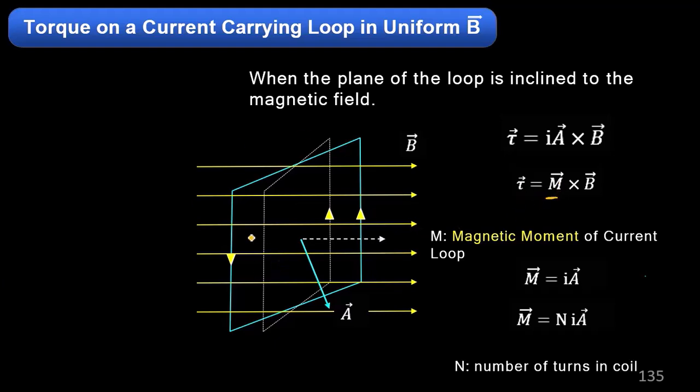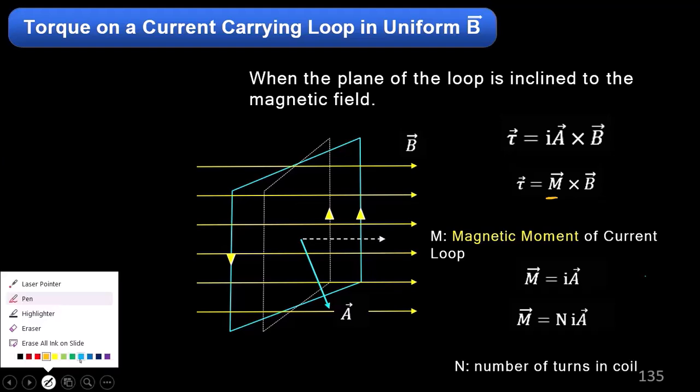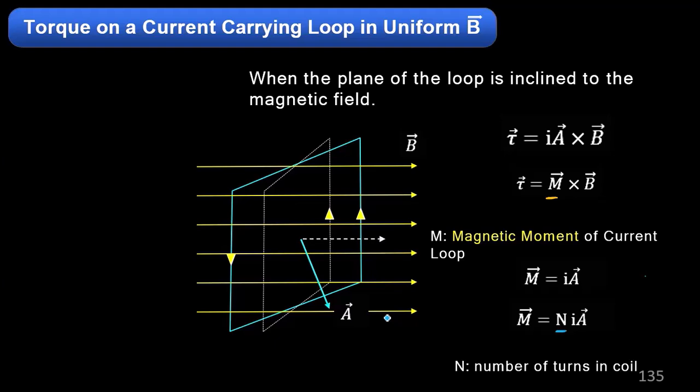If I make a loop, and for that loop let us say n number of turns are there, then M will change. So for a single turn coil or a multiple turn coil, the value of M will change. M is increased if the number of turns is increased. If M is increased, indirectly torque is increased. So torque on a current carrying loop can be increased by increasing the number of turns.